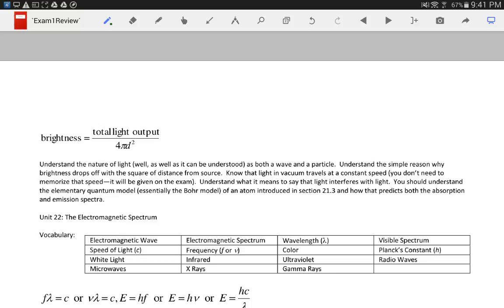So light is just part of the electromagnetic spectrum. So you need to know the different parts of the spectrum: your radio waves, your microwaves, your infrared, your visible, your ultraviolet, X-rays, gamma rays.